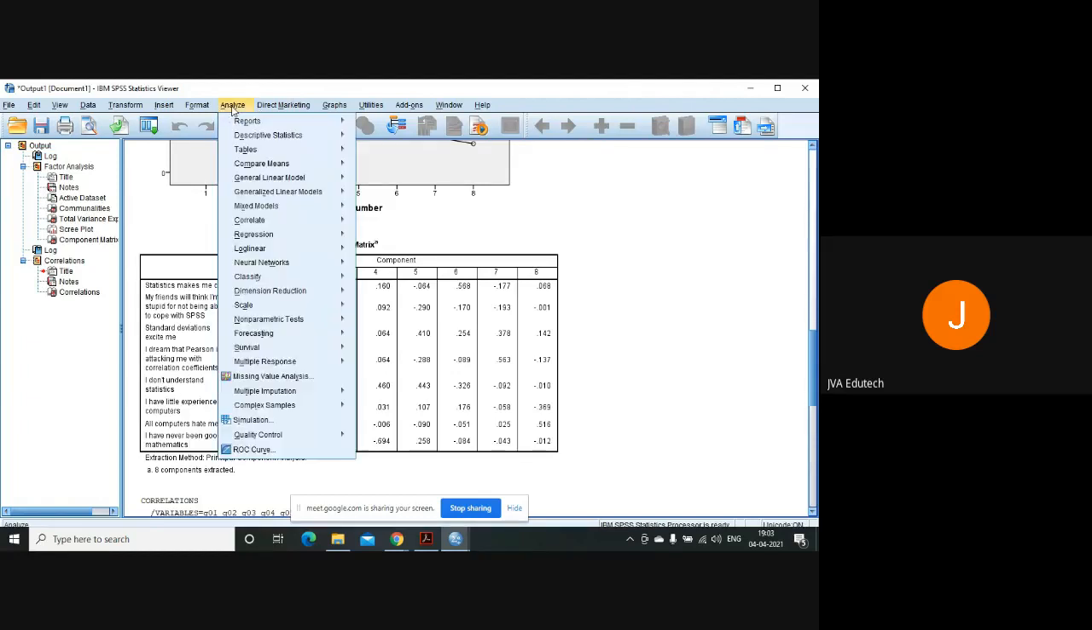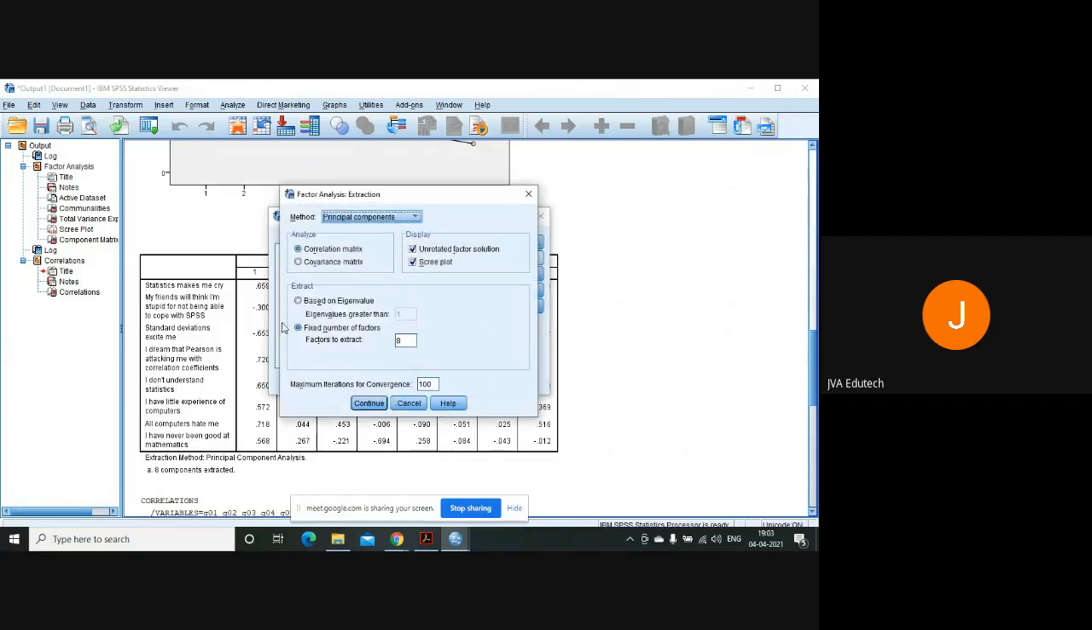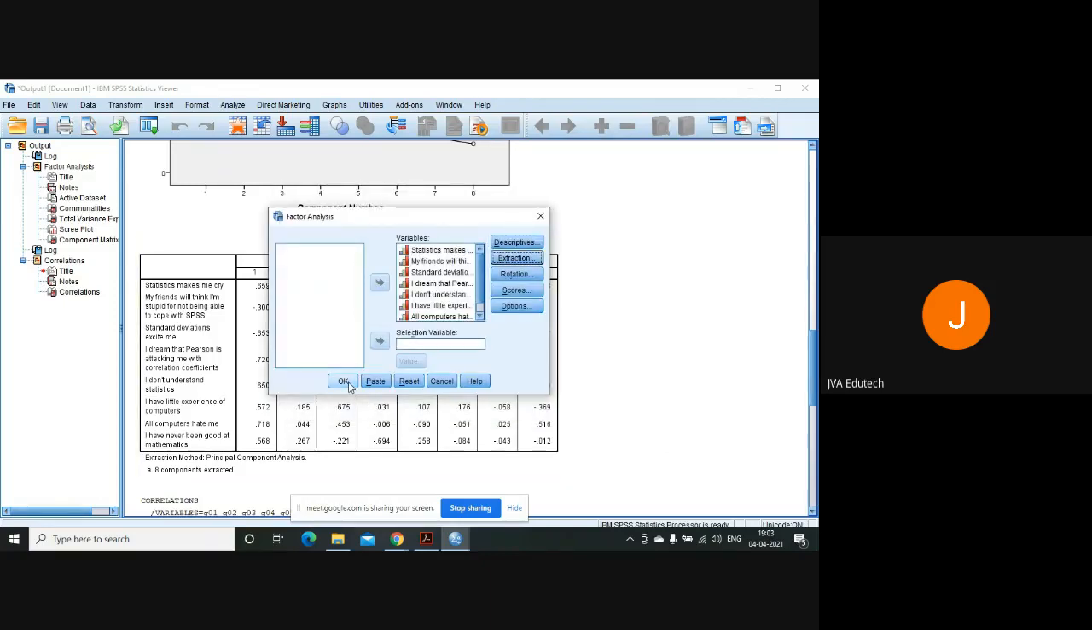Now let's see how we can do it. This will be called running a principal component analysis with two components. Now let's run the principal component analysis with two components in SPSS. So go to Analyze again, Dimension Reduction, Factor Analysis. Select all these. In Extraction, again select the fixed number of factors as 2. Maximum iterations for convergence will be 100. Continue. Okay.